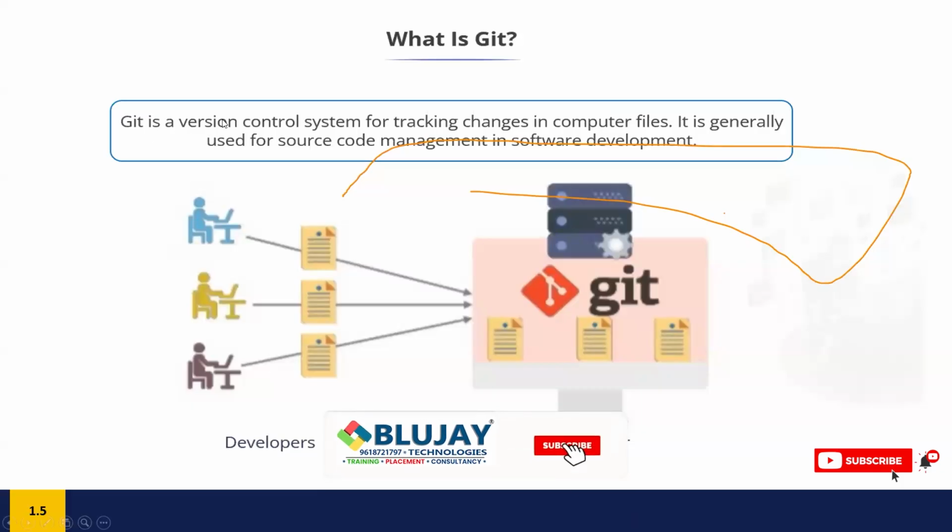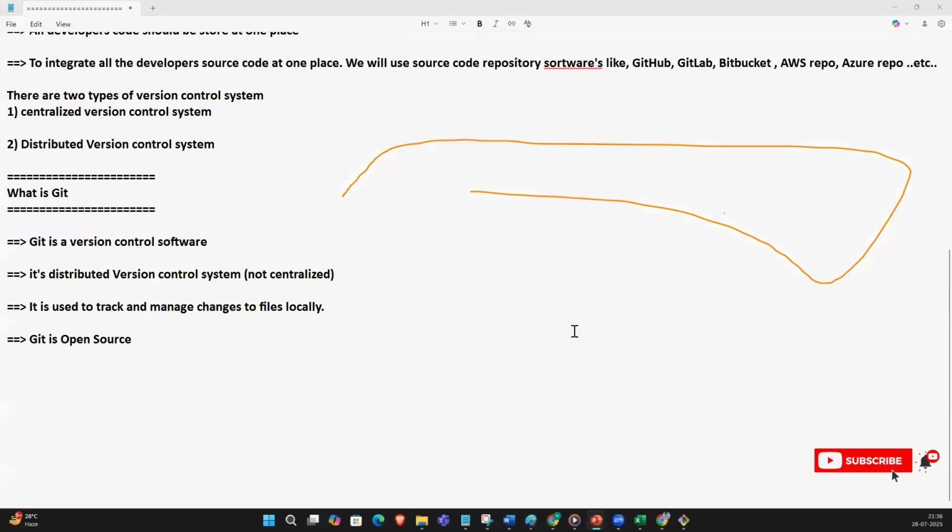So what is Git? Git is a version control system for tracking changes in computer files. It is generally used for source code management in software development. So whatever code the developers develop, they push it to Git. Understood?